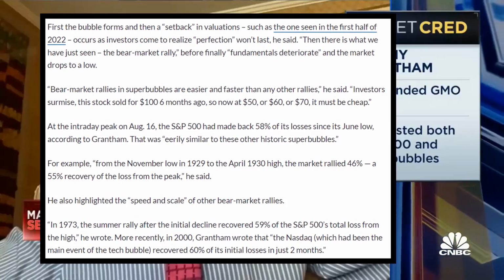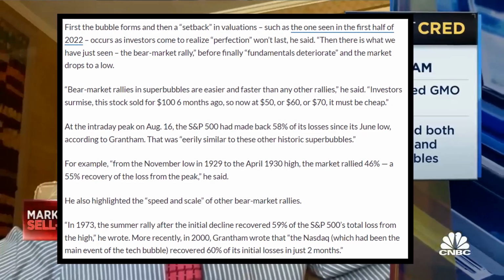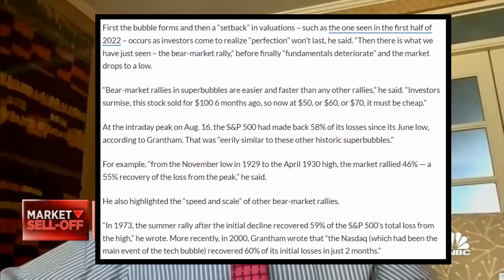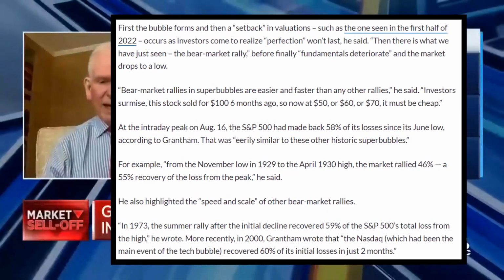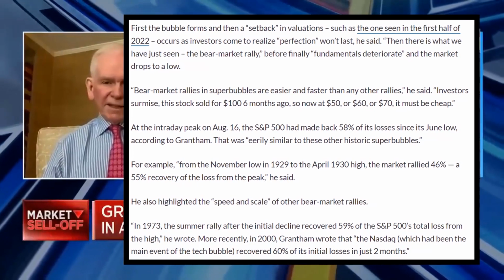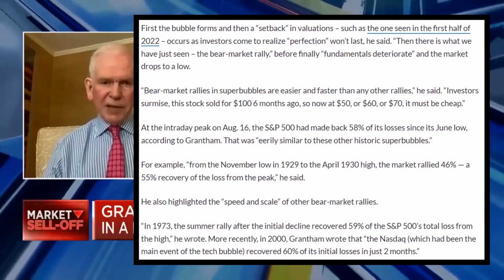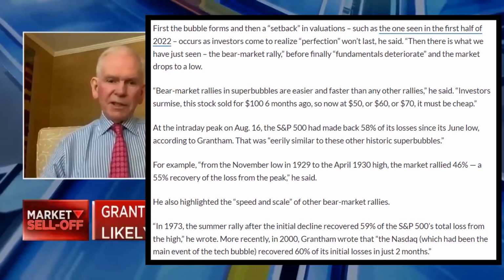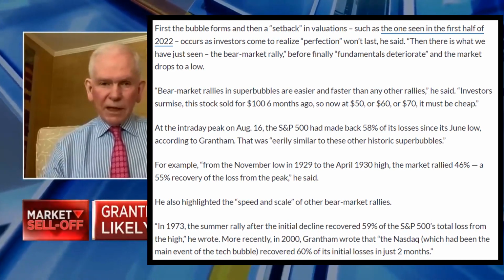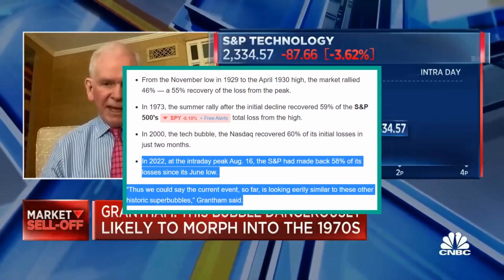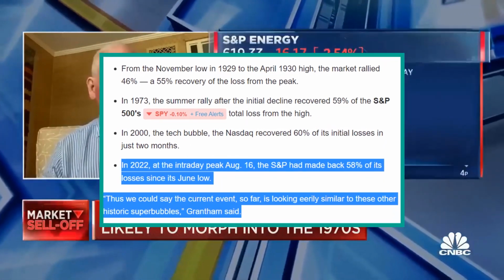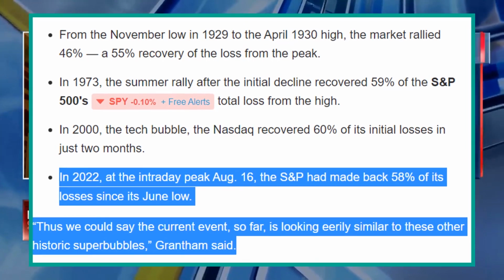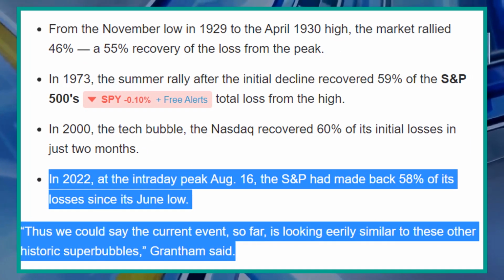He then proceeds to draw parallels to the previous bursting of bubbles. From the November low in 1929 to the April 1930 high, the market rallied 46%, a 55% recovery of the loss from the peak. In 1973, the summer rally after the initial decline recovered 59% of the S&P 500's total loss from the high. In 2000, the Nasdaq, which had been the main event of the tech bubble, recovered 60% of its initial losses in just 2 months. In 2022, at the intraday peak on August 16th, the S&P had made back 58% of its losses since its June low. Thus, we could say that the current event so far is looking eerily similar to these other historic super bubbles.